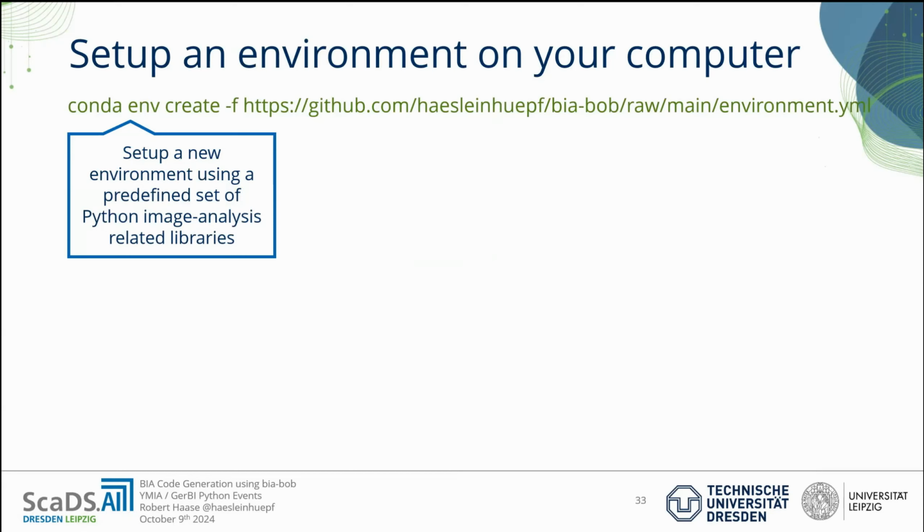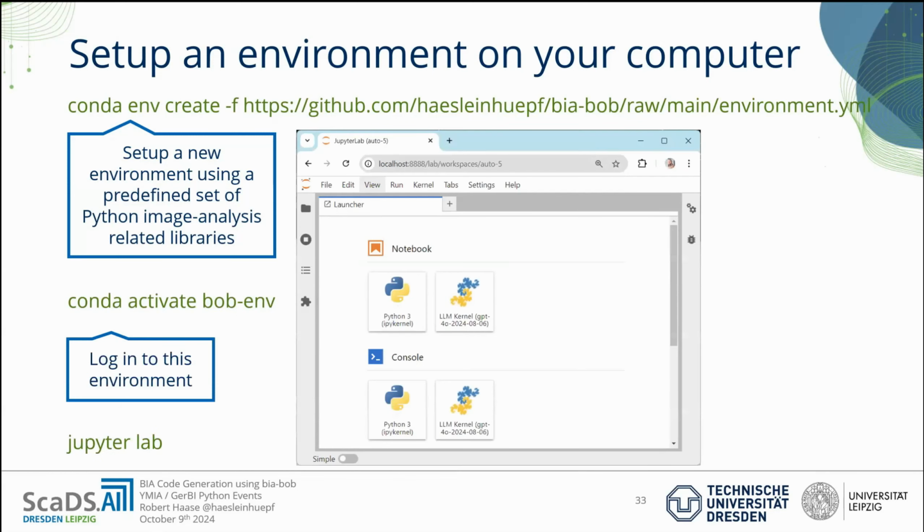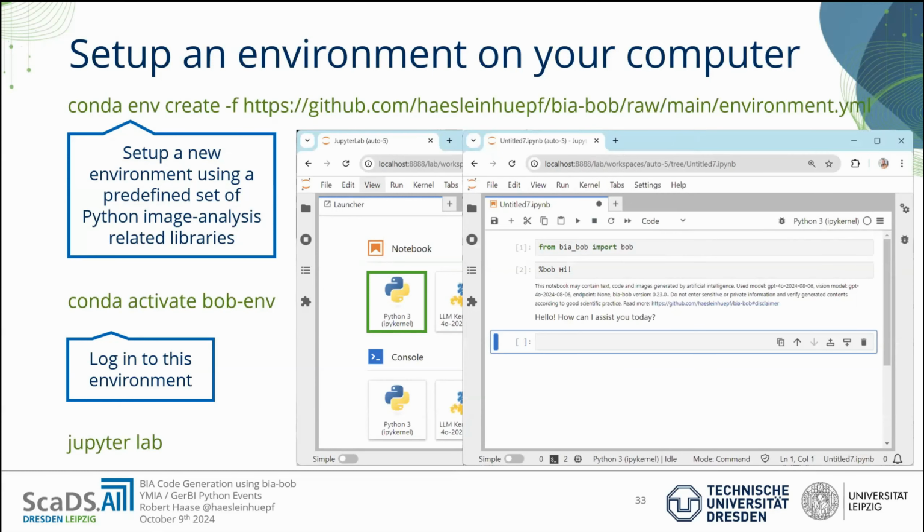So you see here, this is a particular command. You see the environment.yaml file. So it's basically an environment with some image processing libraries and Bia-Bob, which you can install in one shot to try out these things. Afterwards, you can activate this environment with the command bobenv. And then you start Jupyter Lab. In your Jupyter Lab, you would then click on making a new Jupyter notebook. And here you can then say from Bia-Bob, import Bob, and then with %Bob, you can start typing and it will then respond to you.